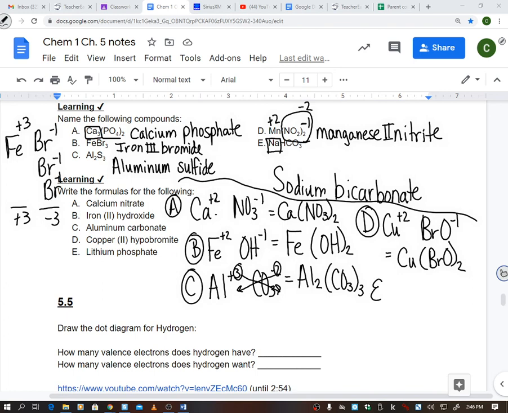All right, and then finally, E, last one, we have lithium phosphate. I have lithium is a +1 on the periodic table. Phosphate you're going to find on that sheet is PO4 with a -3. If you go look it up, it'll be there. And this will equal, when I crisscross, Li3PO4. And that is it.